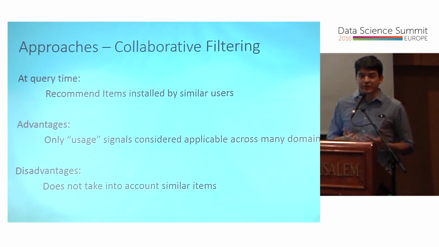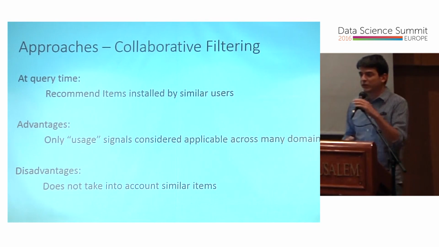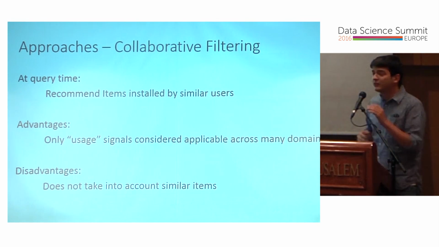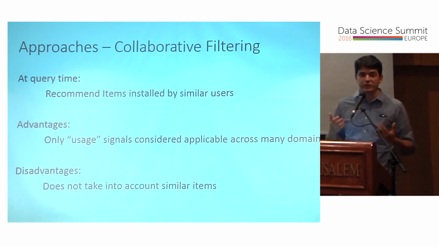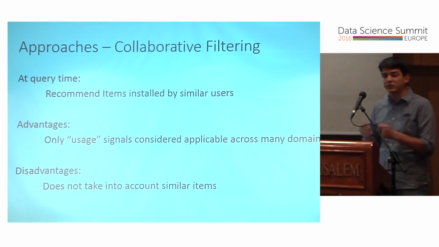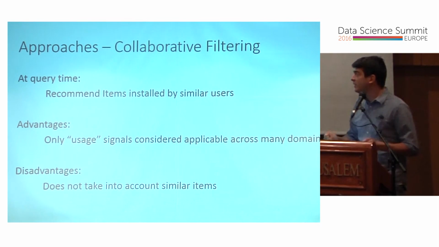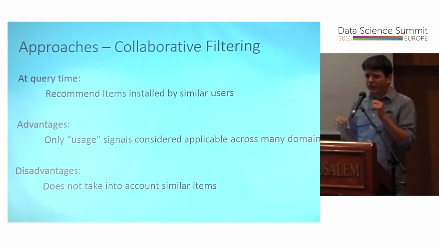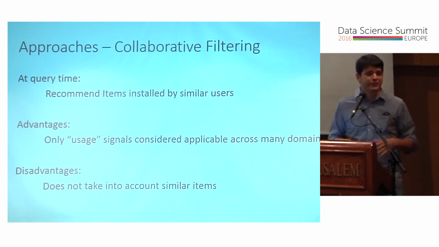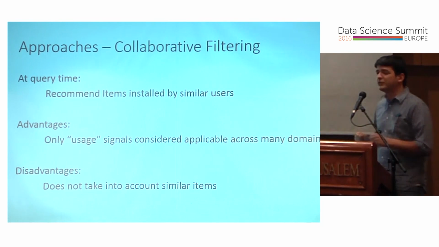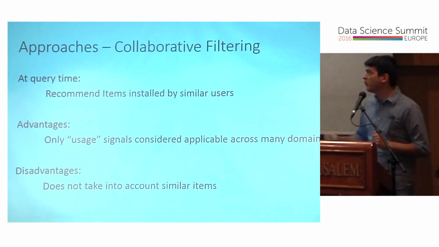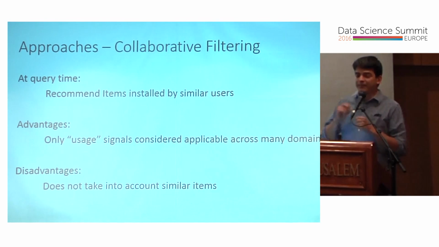So one great advantage to this, which sort of addresses the previous concern, is that we're using only so-called usage signals. That is, only those interactions between the user and the catalog items, right? So I don't need to know what the domain is, if it's movies or books or whatever. I just need to know who bought what or who rated what and so on.